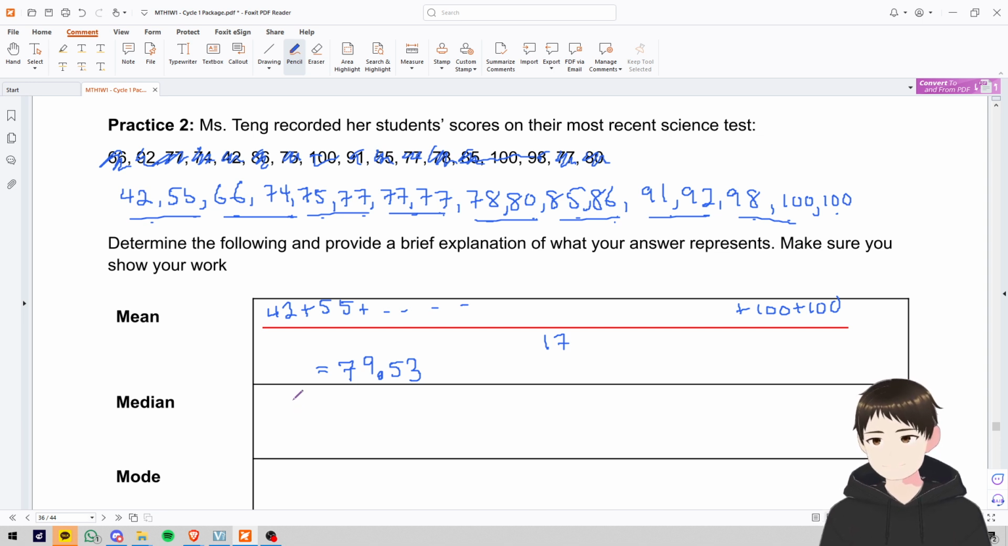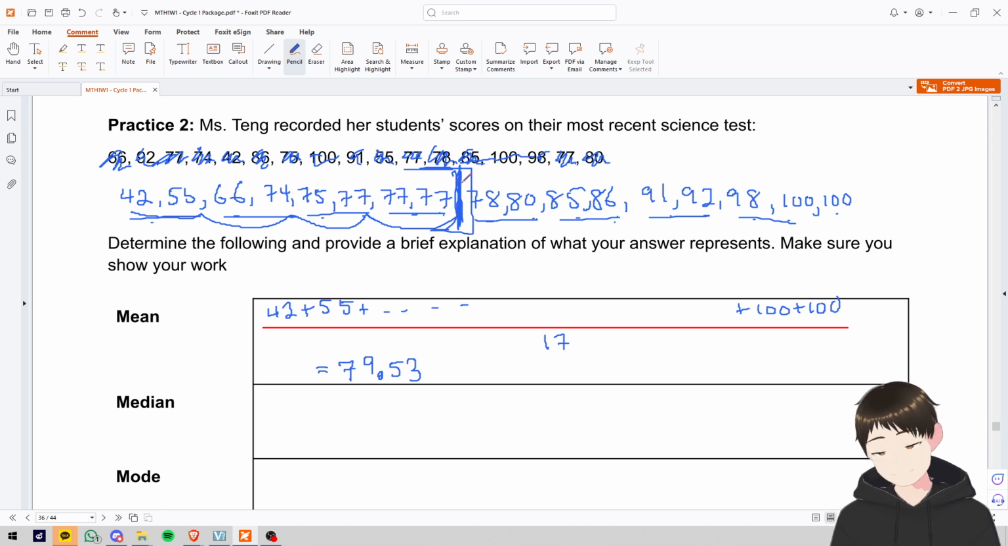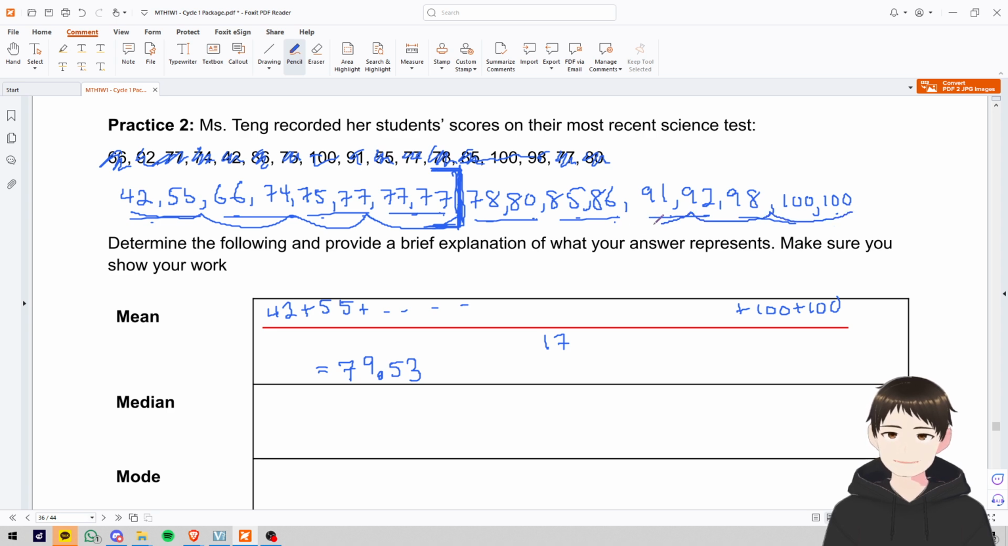Median. Median would be the exact middle. So since there's 17, there must be a number with 8 people on one side, 8 people on the other side. So 1, 2, 3, 4, 5, 6, 7, 8. That's the lower block. 1, 2, 3, 4, 5, 6, 7, 8. That's the upper block. And the number right in the middle is 78.